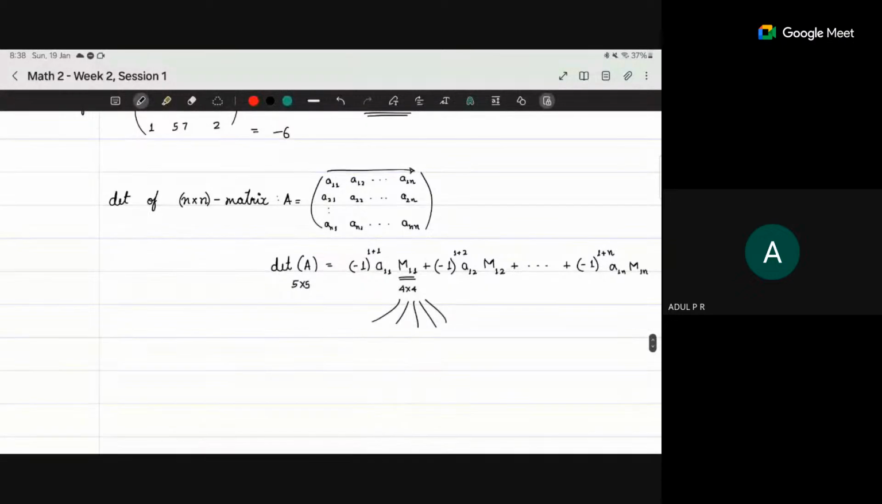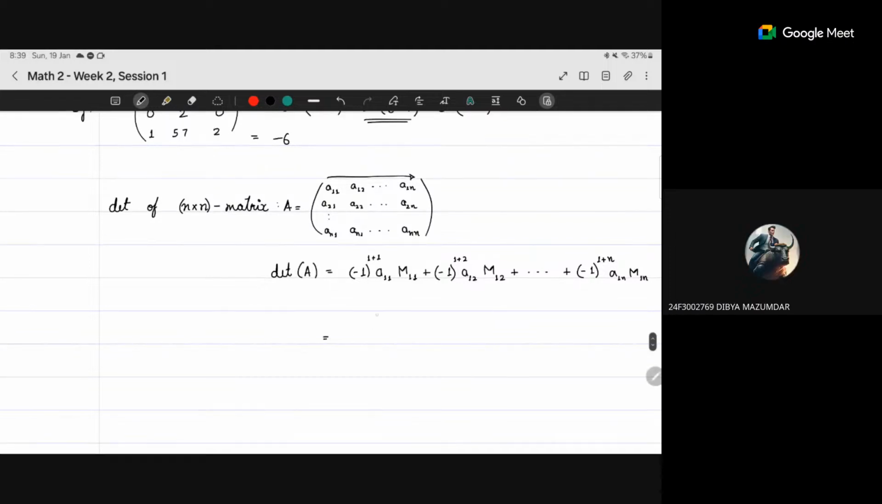So this is some sort of recursive definition where you can compute the determinant of n cross n matrices if you know the way to do determinants of n minus 1. So to do n minus 1, you go to n minus 2 and so on until you go to 1 cross 1 matrices, which is nothing but the entry itself. The determinant of a 1 cross 1 matrix is the entry itself.